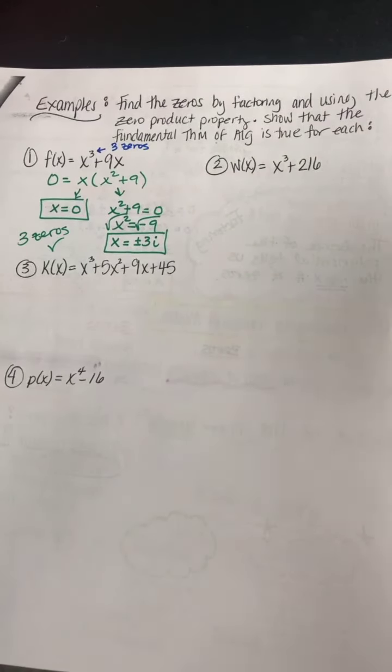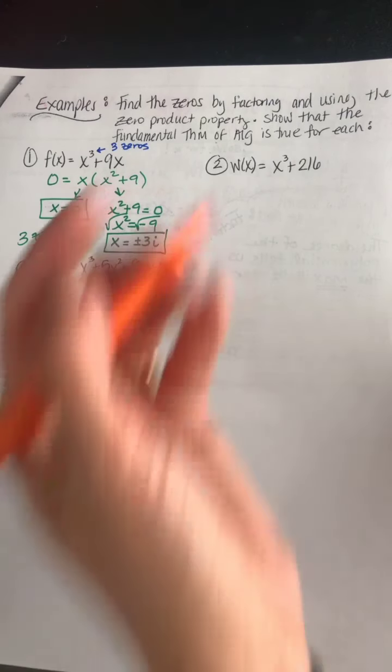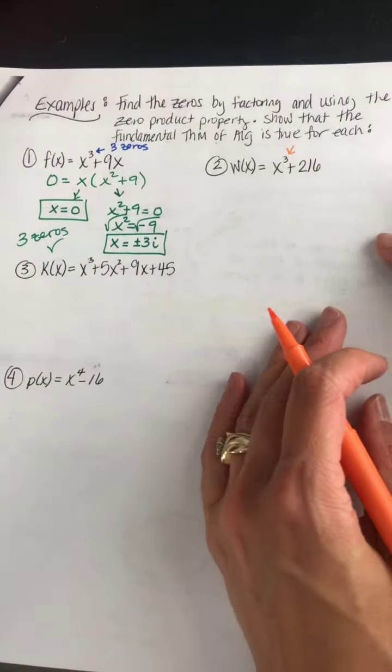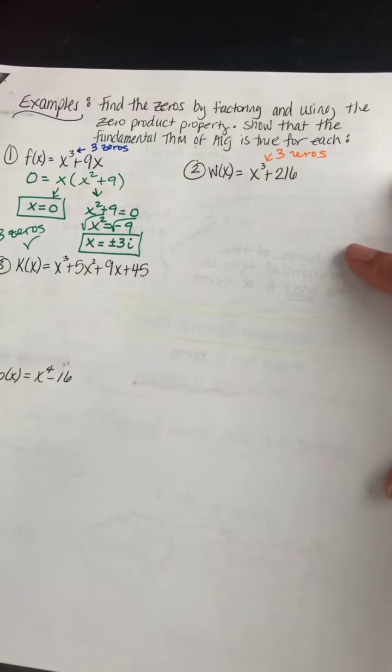Anyways. Next one. Okay, number 2. W of x equals x cubed plus 216. So first of all, how many zeros should we get? We should get 3 of them. Okay, so let's factor this.